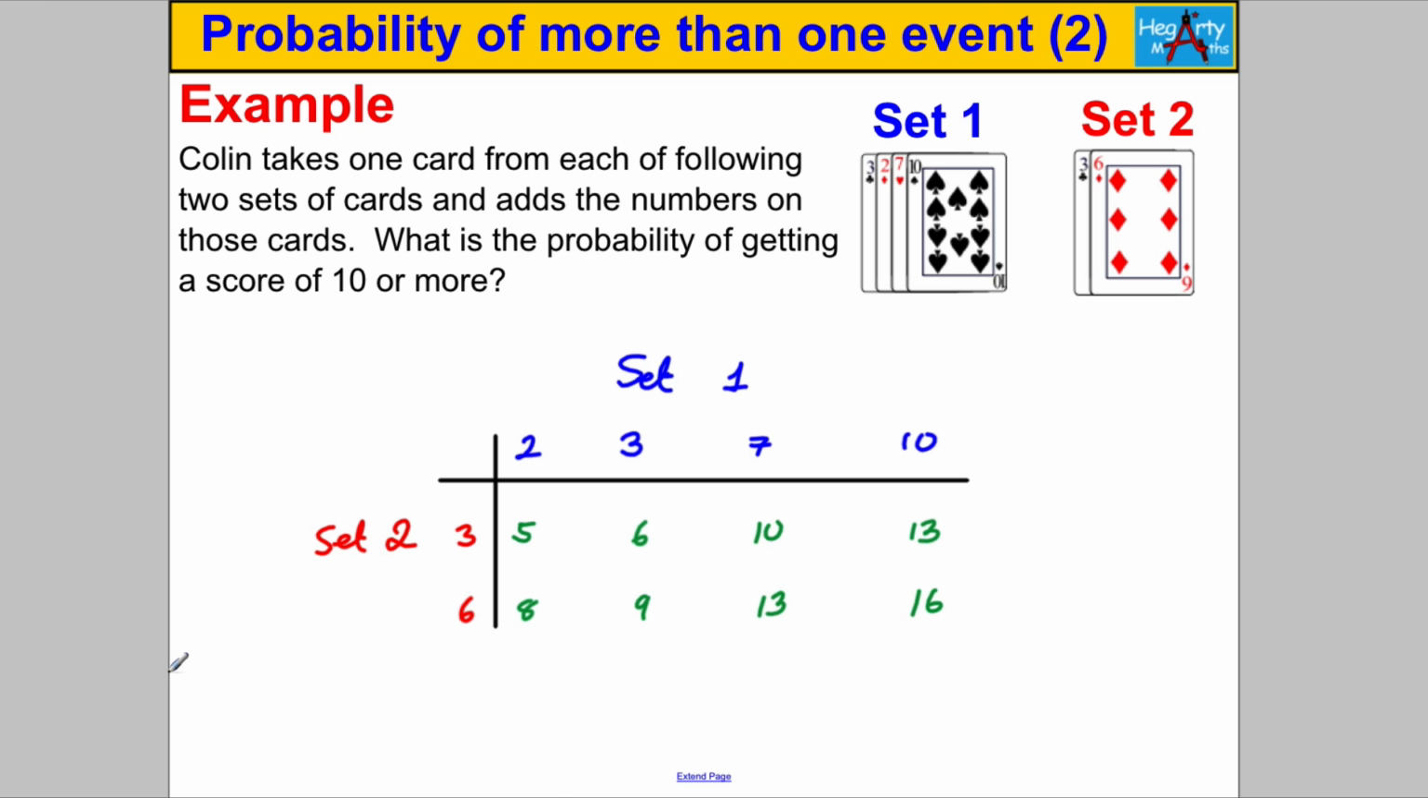So there's our sample space diagram. It's very clear that there are 8 possible outcomes and each are equally likely. What's the probability of scoring a 10 or more? Well, that's a 10, that's more than 10, that's more than 10, and that's more than 10. It is 4 out of a possible 8, which clearly simplifies to a half. So let's show our working: probability of 10 or more is 4 out of 8, which simplifies to a half. And we're done.